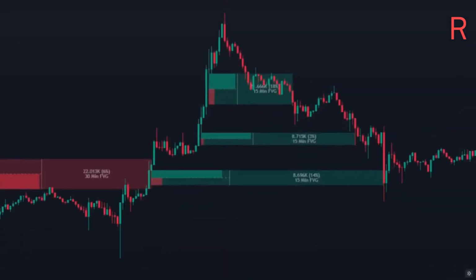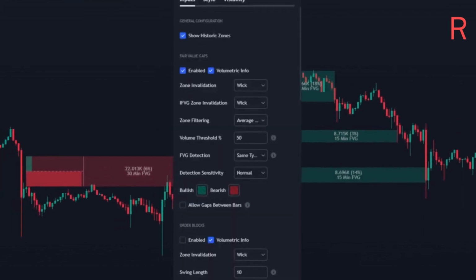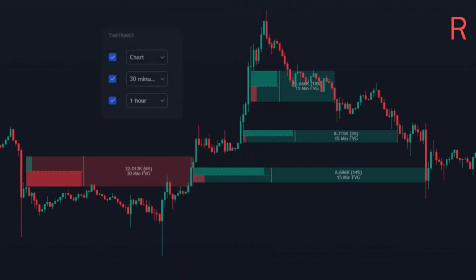The next feature is the volumetric fair value gaps, which allow you to see the bullish and bearish volume of the zone. In the settings, you can select the invalidations of the zone. You can choose either a wick or a candle close. You can also select to detect fair value gaps from different time frames, just like the order blocks.